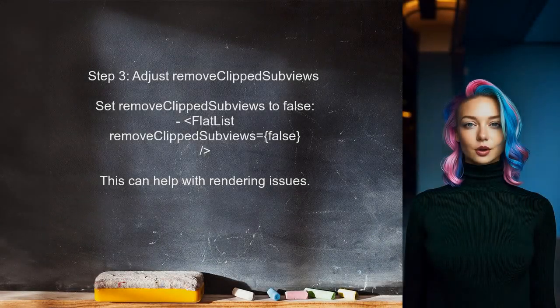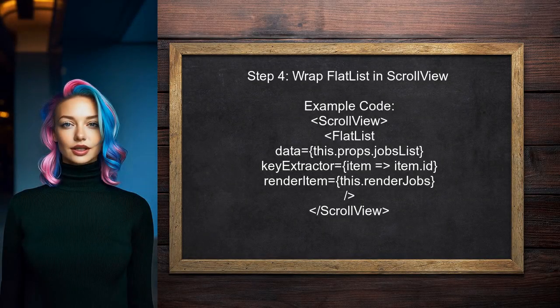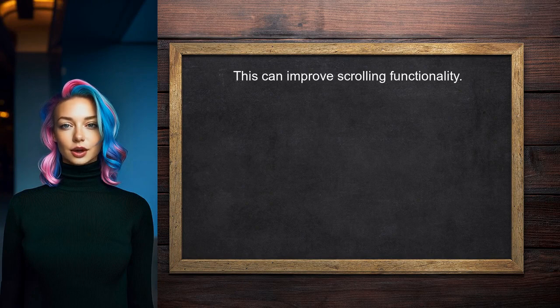The user should also check the removeClippedSubviews property in the FlatList. Setting this property to false can sometimes resolve scrolling issues. Finally, if the issue persists, the user should consider wrapping the FlatList in a ScrollView. This can help manage the scrolling behavior more effectively.